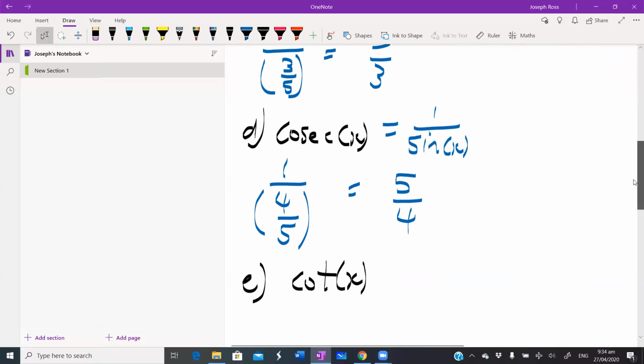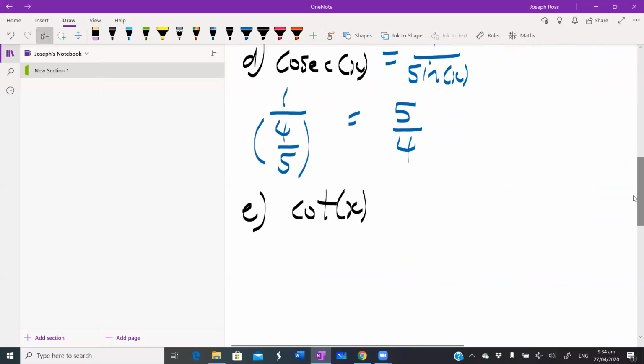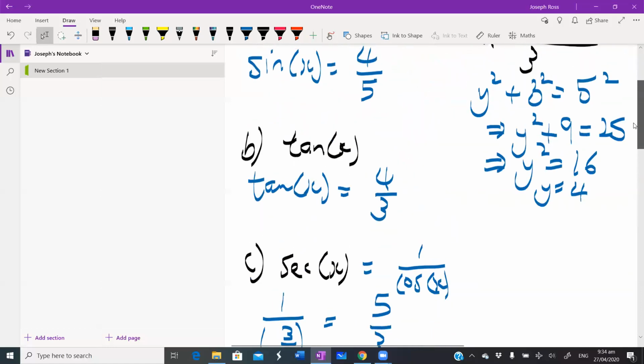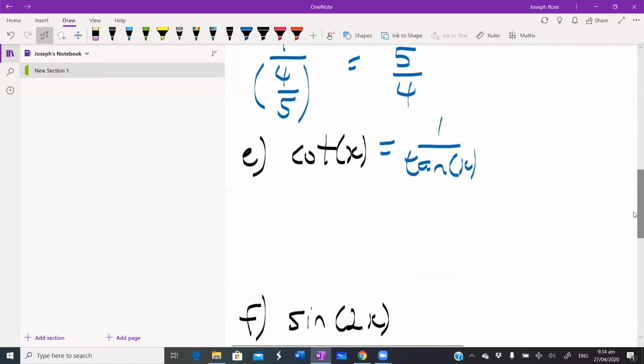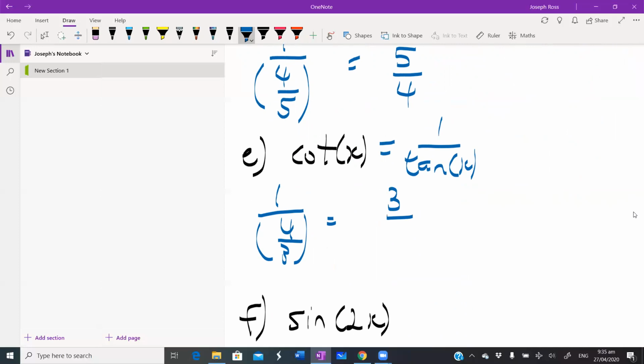Now for cotangent of x, that's equal to, from the formula sheet, 1 over tan x, and we've already found tan x previously. We found it back there to be 4 over 3. So we've got 1 over 4 over 3, and if we calculate that, we turn the fraction upside down since it's 1 divided by it, and we get 3 over 4.